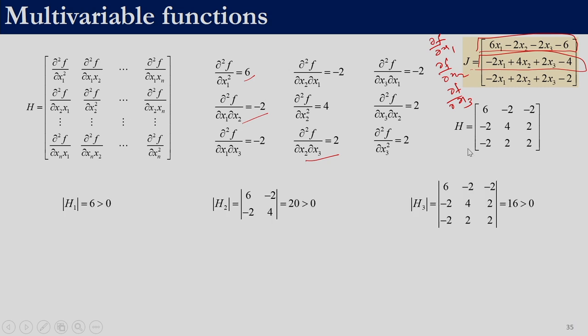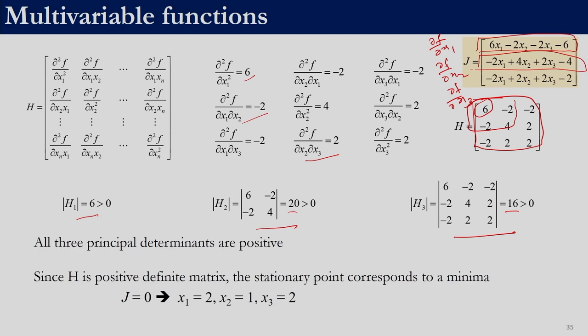It is positive definite if the principal determinants, so this determinant, this determinant and the full 3 by 3 determinant, all happen to be greater than 0. In this case, this is 6, and then 6 into 4 minus 2 into minus 2 into minus 2, which would work out to be 20. All three principal determinants happen to be greater than 0, so we can declare the Hessian to be positive definite, and the stationary point which we found corresponds to a minima.